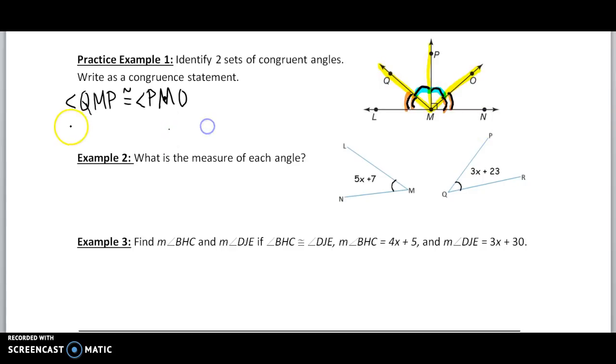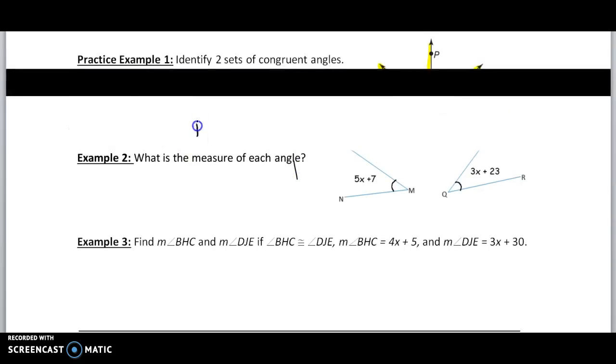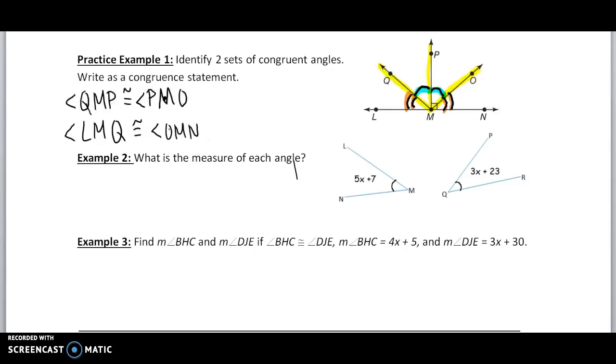So one angle is angle LMQ. So notice M is the vertex, so M is in the middle. And then L and Q can be flip-flopped. And that angle is congruent to the other one that has two notches. Angle OMN. I am sorry for those bars right there. Okay, and again, the O and the N could have been flip-flopped, but M must be in the middle.